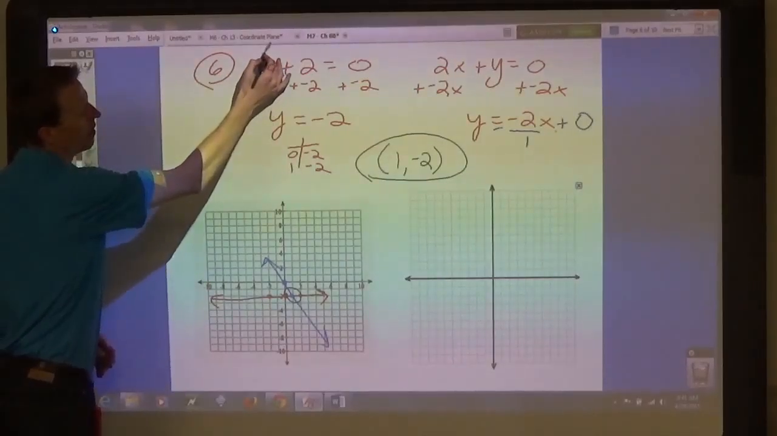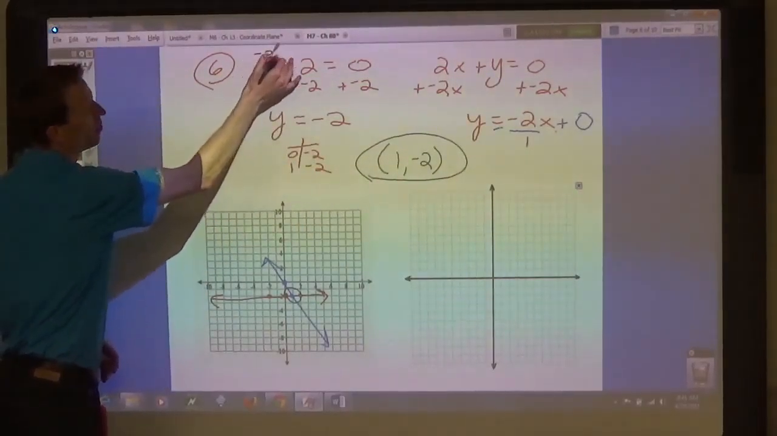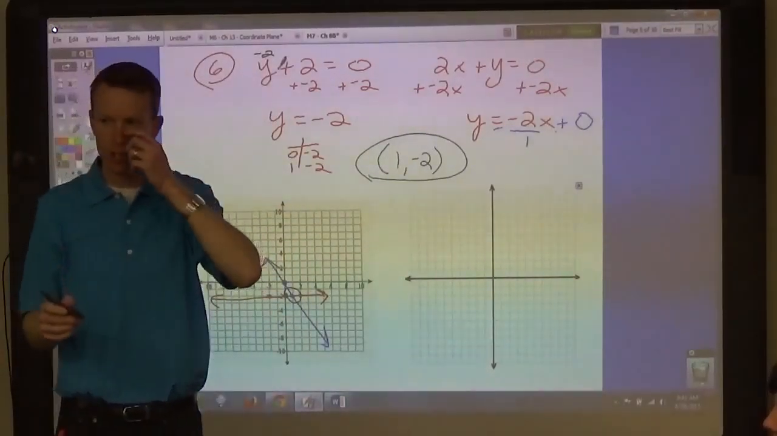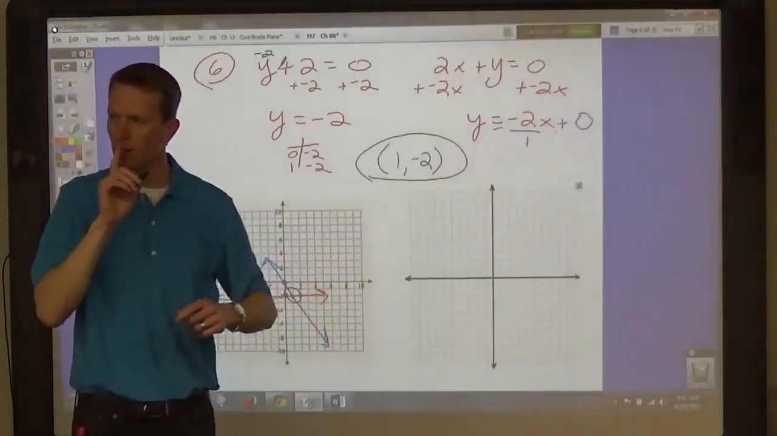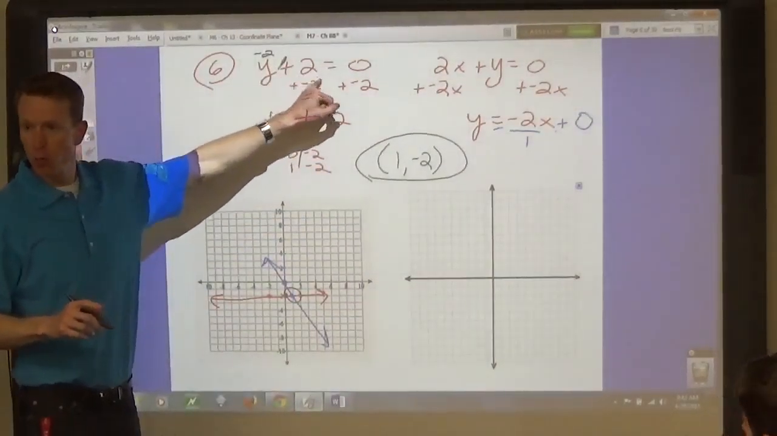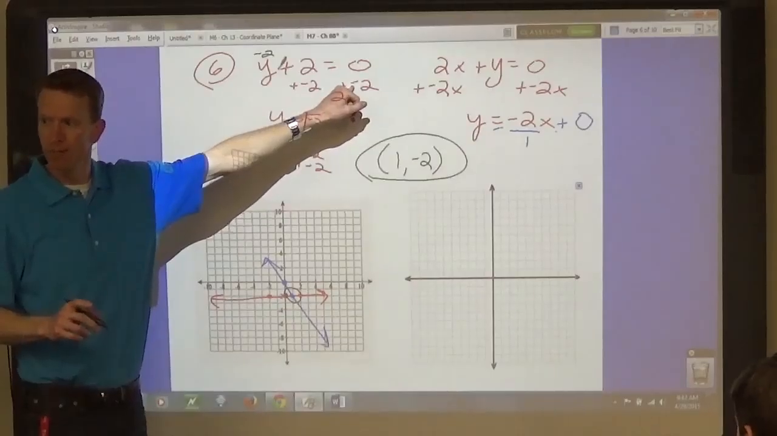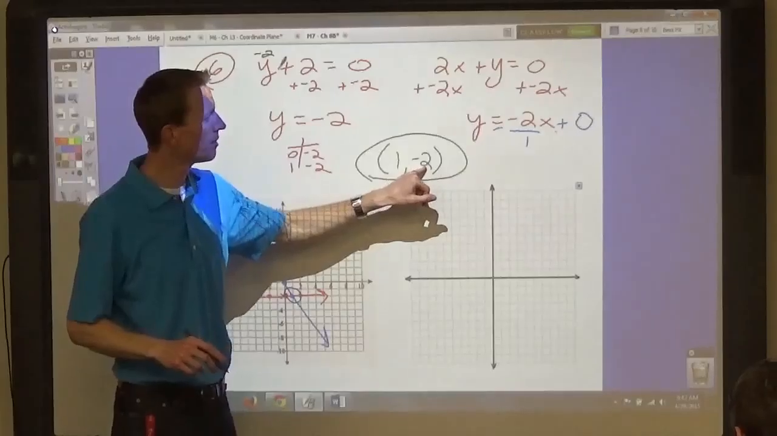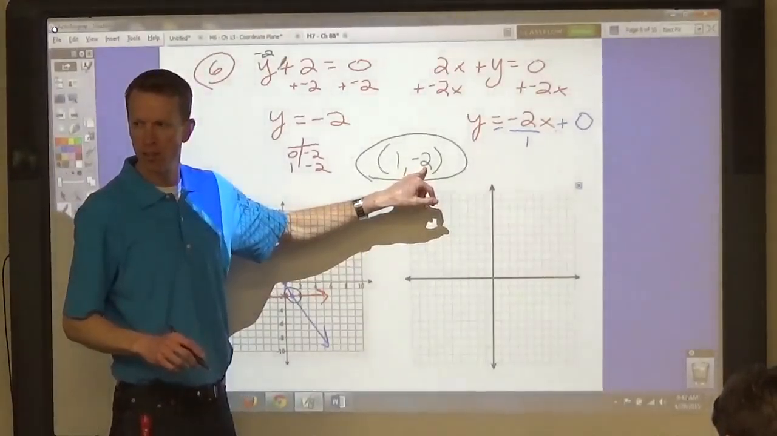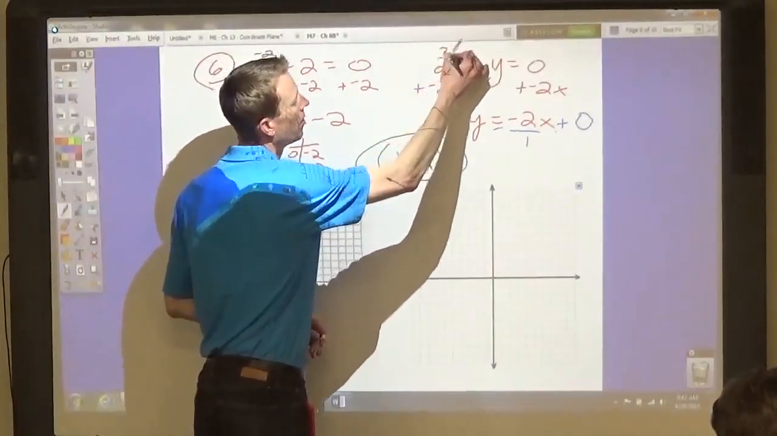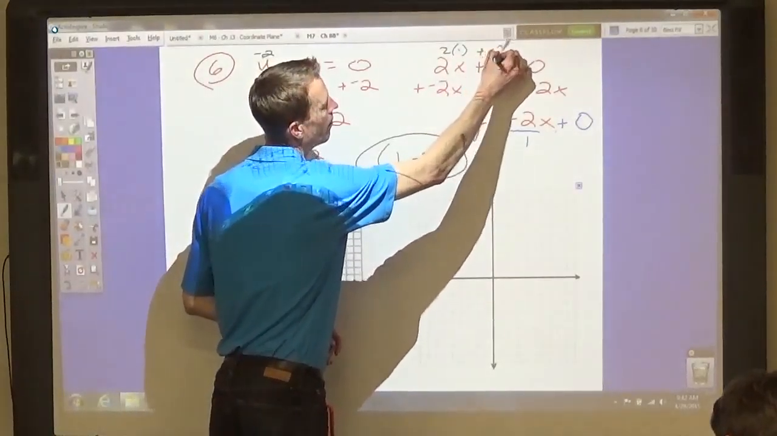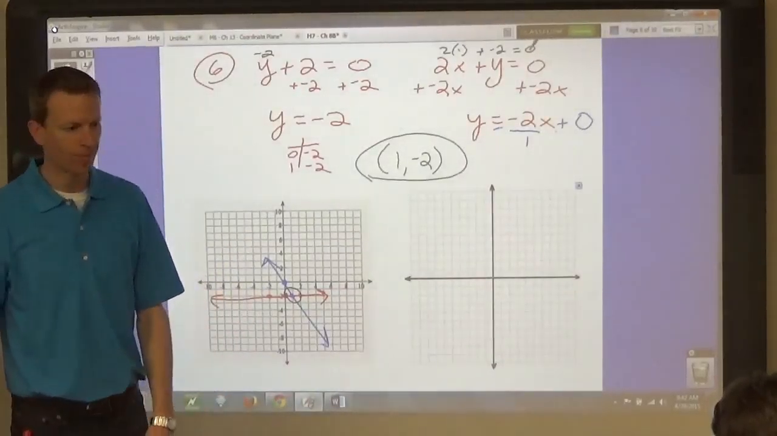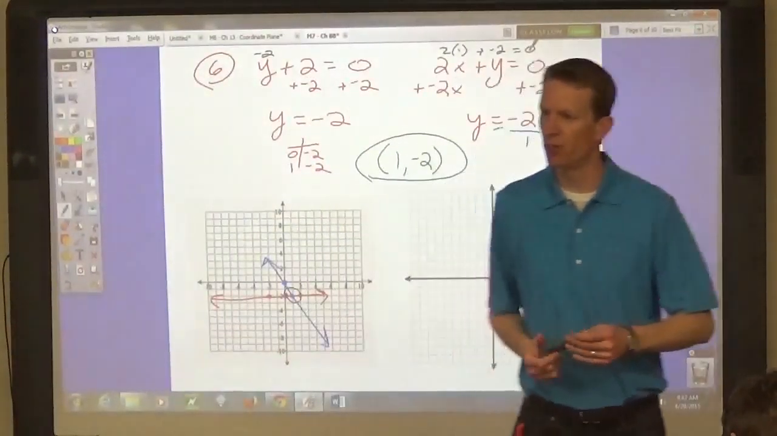The y-coordinate is -2. So -2 plus 2 is, hey guys, Keyshawn, Troy, Chase, pay attention here. -2 plus 2 is 0, right? Does that check? Okay, how about this one? 2 times 1 plus -2. 2 times 1 is 2 plus -2 is 0. It checks. Yep. If it's true for both equations, then you have the solution.